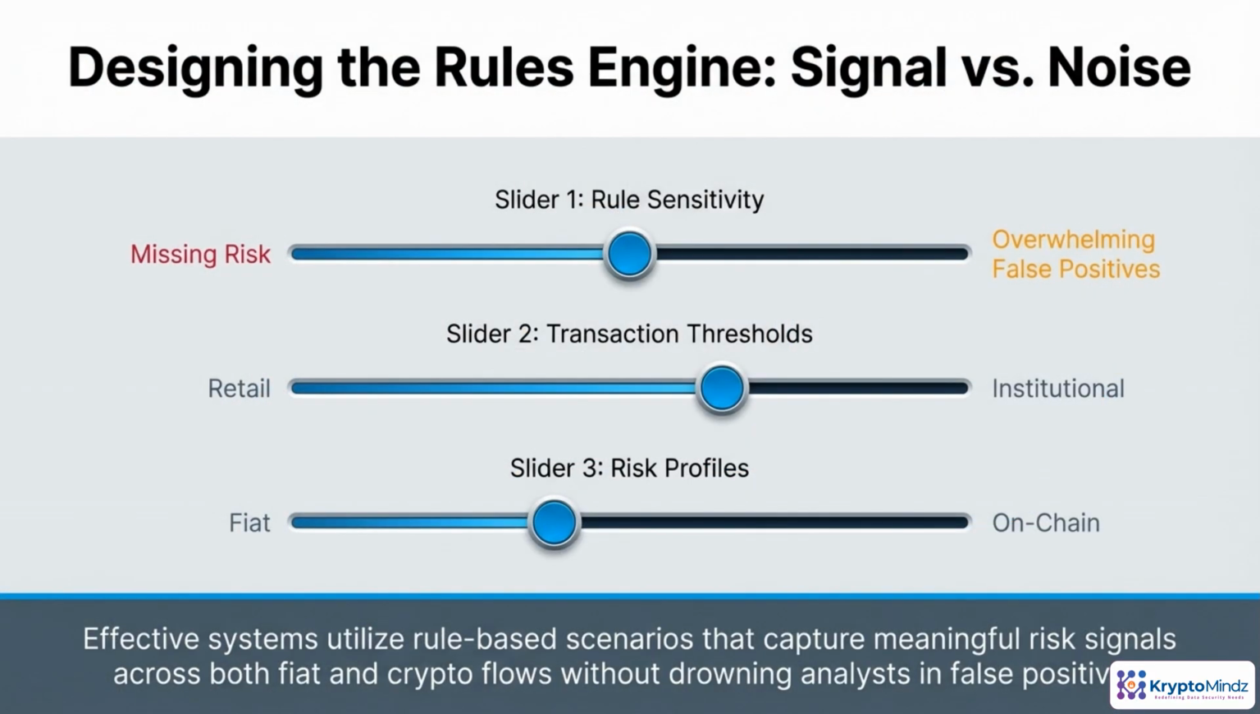Designing a monitoring rules engine is a constant trade-off between missed risk and overwhelming false positives. You tune sensitivity, set transaction thresholds, and apply different risk profiles to retail, institutional, fiat, and on-chain activity. The aim isn't to catch every possible risk. It's to surface the patterns that truly matter, so analysts can focus their time on genuinely suspicious behavior.